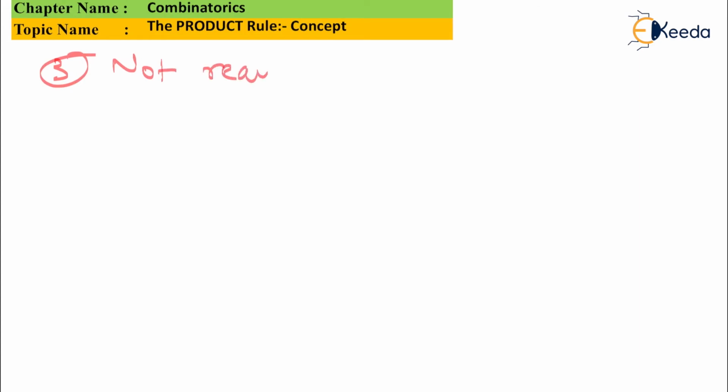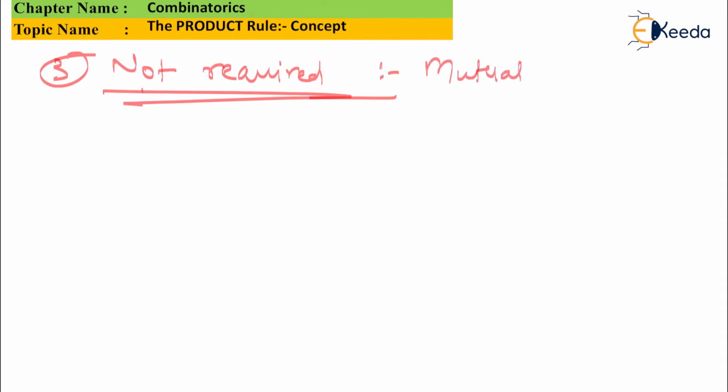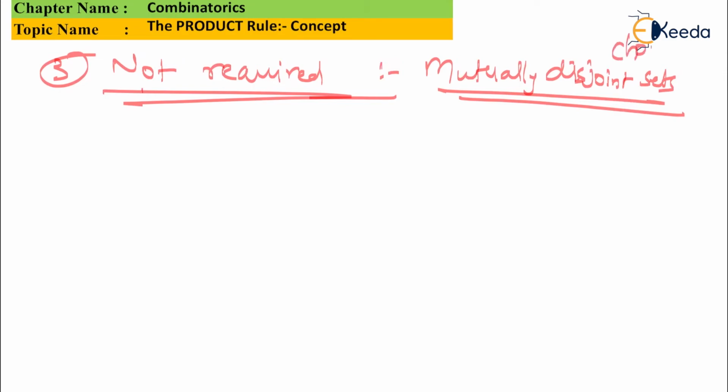The third thing, not required, is mutually disjoint sets. Mutually disjoint sets, that means mutually disjoint choice sets, are not really required. That is to say, that really doesn't matter. Now why is it so?